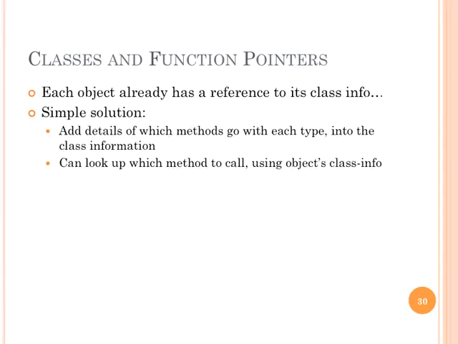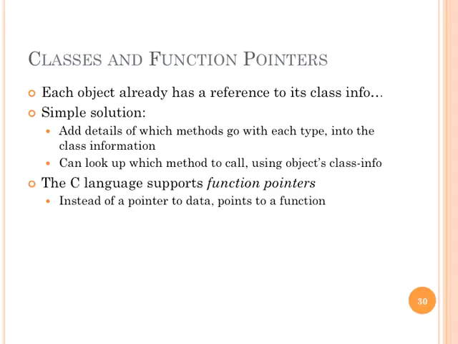So since objects already have a reference to their classes, this suggests a very straightforward solution to this problem. What we can do is when we instantiate our classes and we initialize the members of our classes, our static members, why don't we also set up some kind of table or structure where we can say, hey, this class's version of 2RGB is this function, and a different class's version of 2RGB would be this other function. And then, like I say here, we can use the class's information to figure out which version of the function to call.